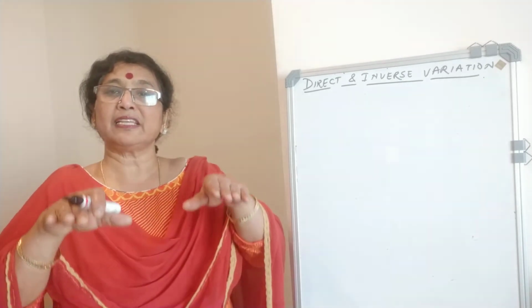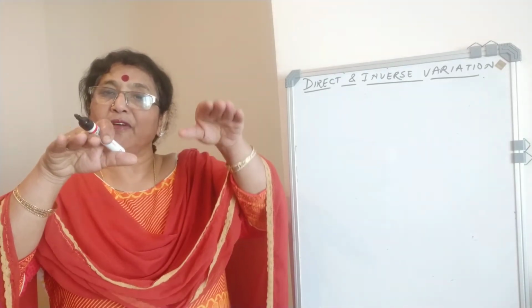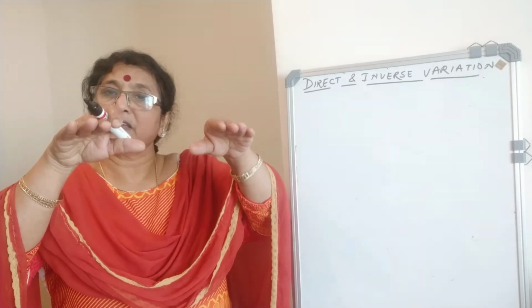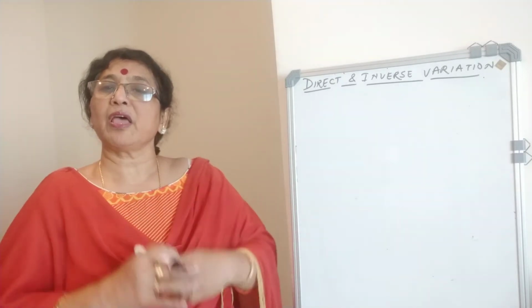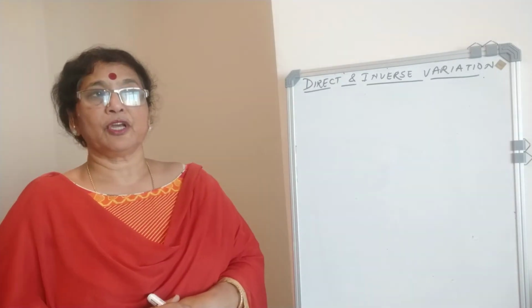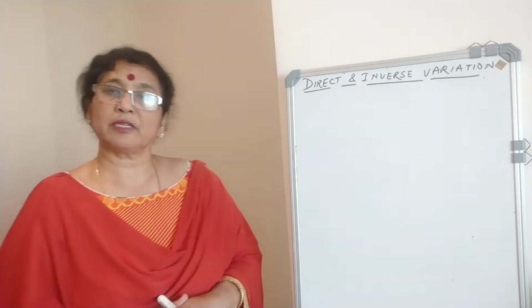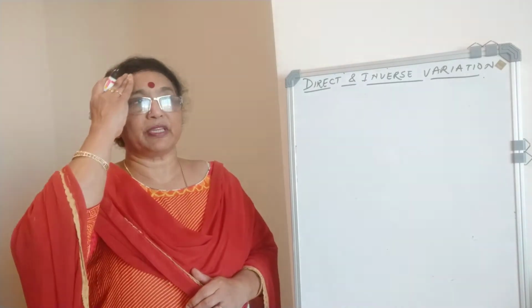So simultaneously both go up. If one goes up, the other goes up. If one comes down, the other comes down. That's called direct variation. So first we'll do how we do sums of direct variation.